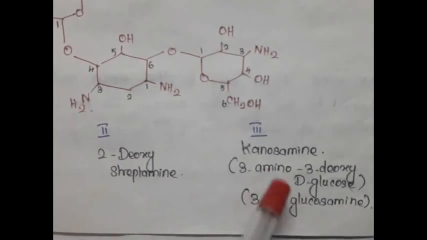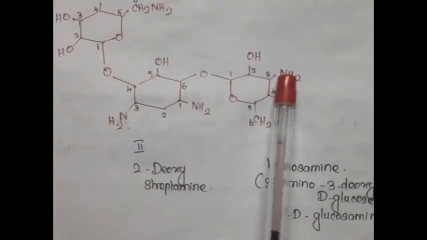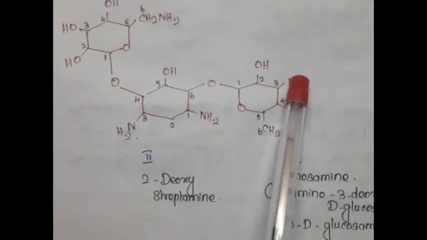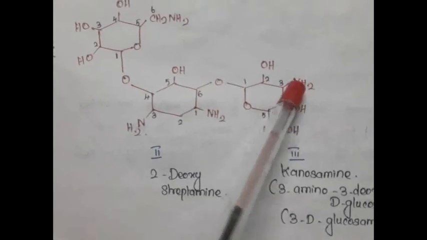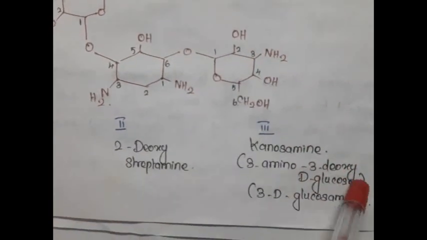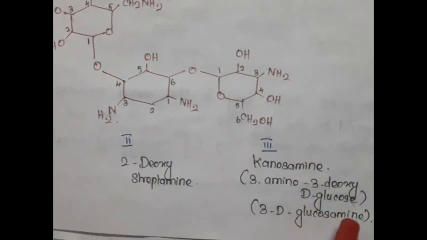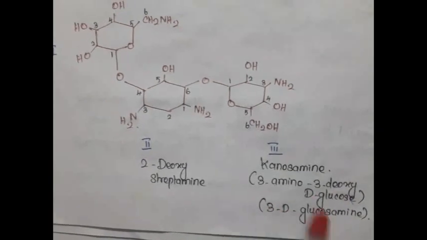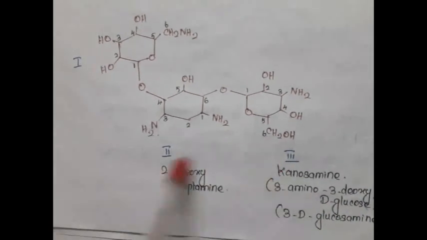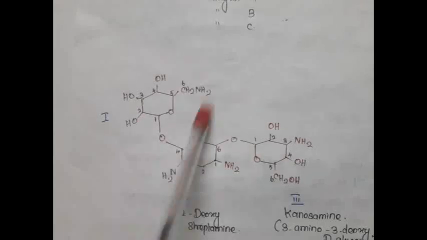The third ring is called kanosamine. Here in the third position we have NH2; if instead of NH2 there were OH, that would be D-glucose. Here, instead of OH, NH2 is attached, that's why it is called 3-amino. The third OH is absent, that's why it is 3-deoxy D-glucose, otherwise called 3-D-glucosamine. So the third ring is called kanosamine, otherwise 3-amino 3-deoxy D-glucose, otherwise 3-D-glucosamine. The second and third rings are common for the three kanamycins, but the first ring is different for these three. Now we will see the structures.